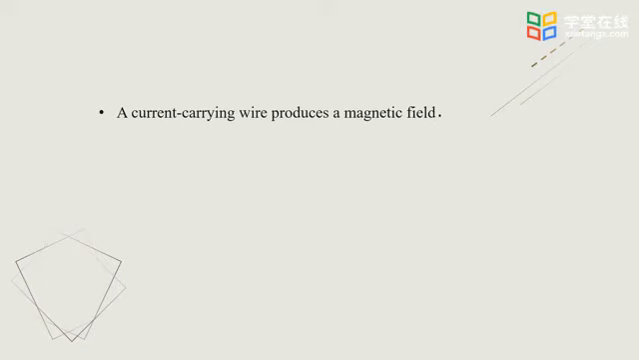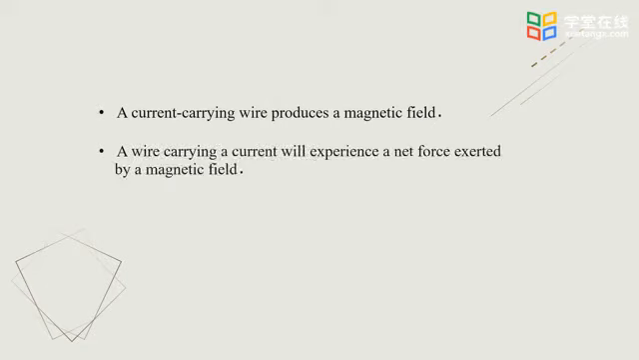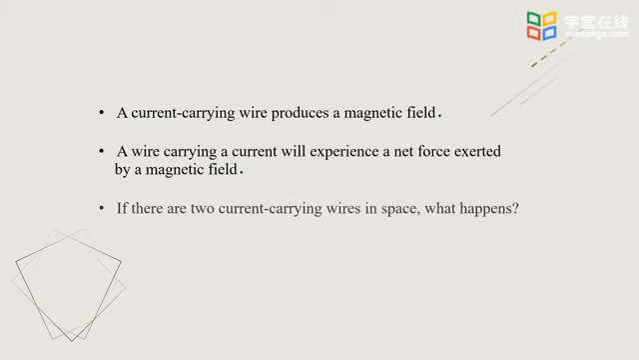We have seen that a current-carrying wire produces a magnetic field. Also, we know a wire carrying a current will experience a net force exerted by a magnetic field. Then, if there are two current-carrying wires in space, what happens? We expect two current-carrying wires to exert a force on each other. Let's consider an easy case. Please look at this figure.